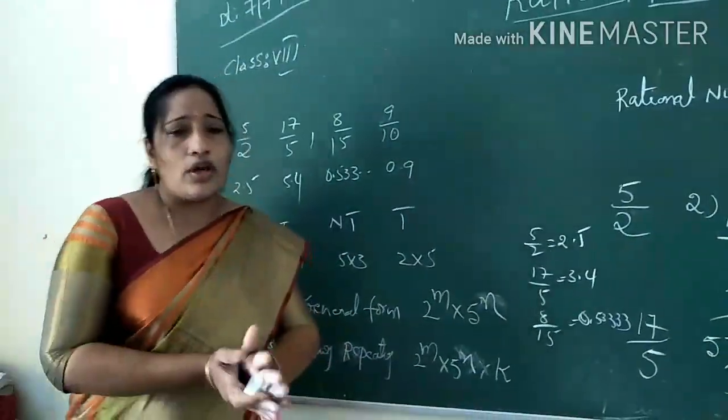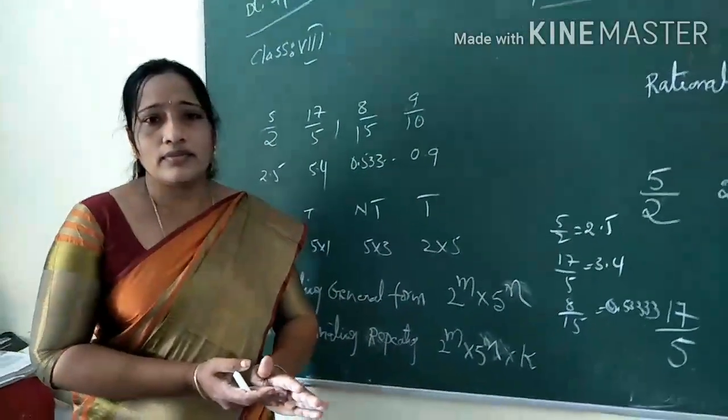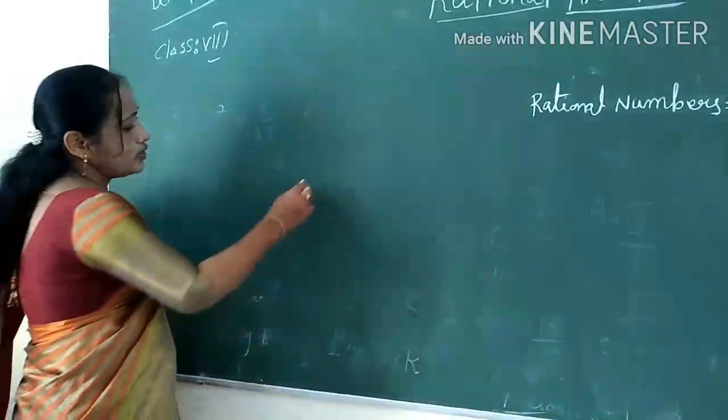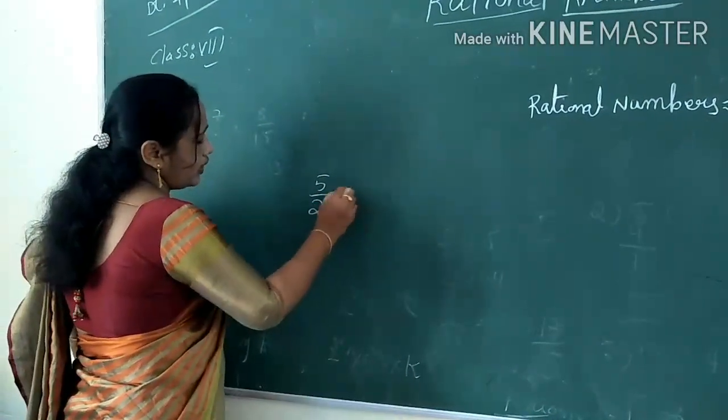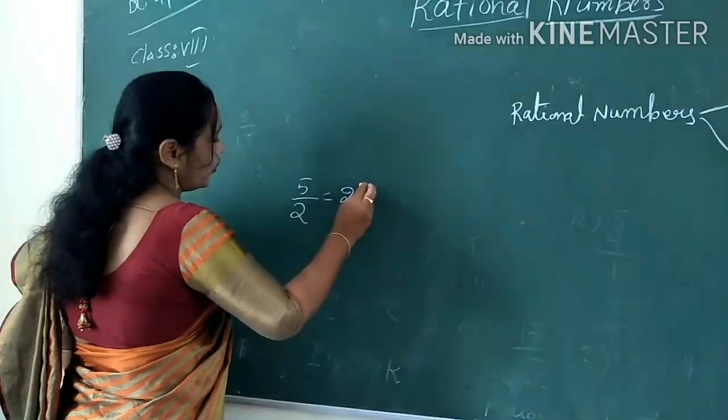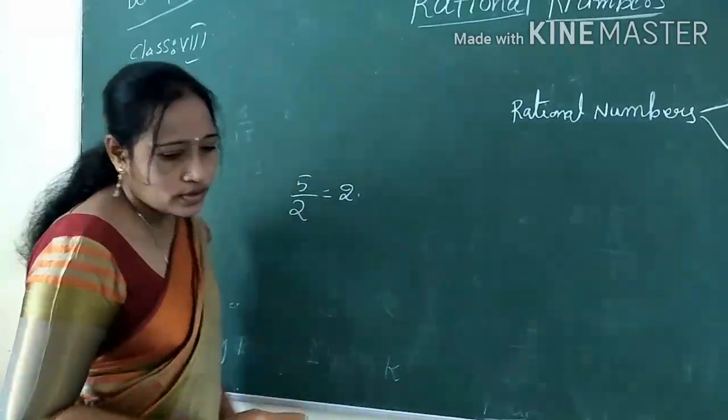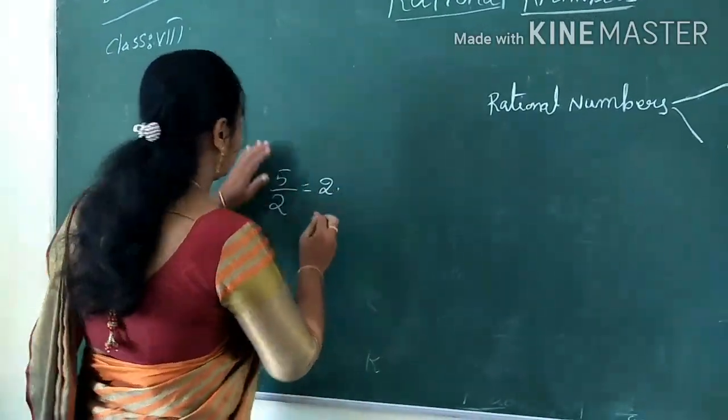Now we take the previous examples. We have 5 by 2, nothing but 2.5.